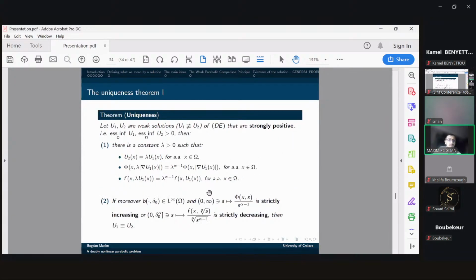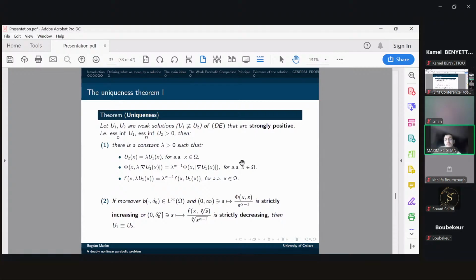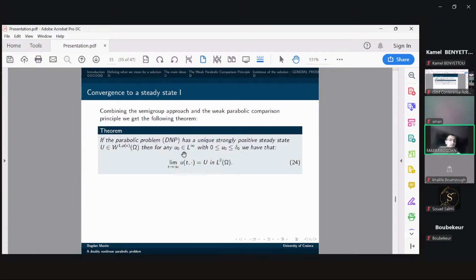Okay, in some cases, the steady states can be proved to be unique. This is a theorem from a previous article. And if the steady state is unique, then the solution to the double nonlinear problem converges to the steady state as t goes to infinity, but the convergence is only in L2. I succeeded proving it only in L2.